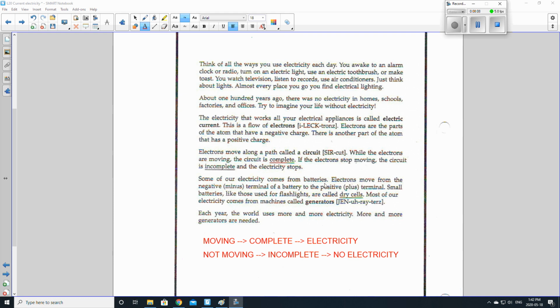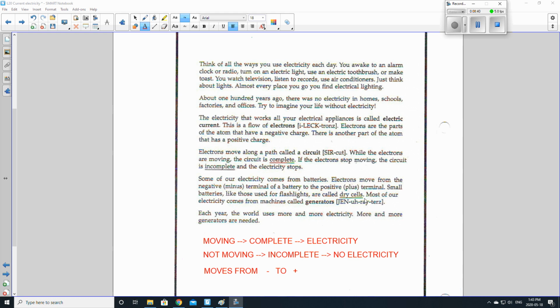Some of our electricity comes from batteries. Electrons move from the minus or negative terminal of a battery to the positive terminal or plus terminal. Let's take a note for that one as well. Just take this down. Electrons move from the negative or minus to the plus terminal. Small batteries like those used for flashlights are called dry cells.